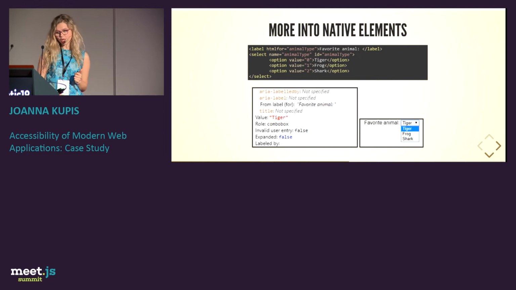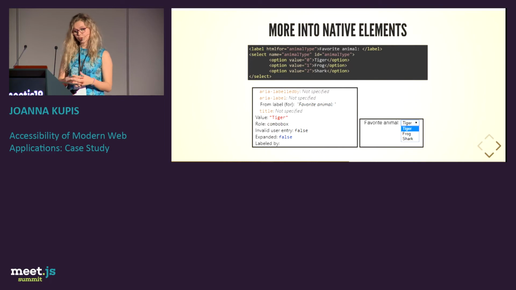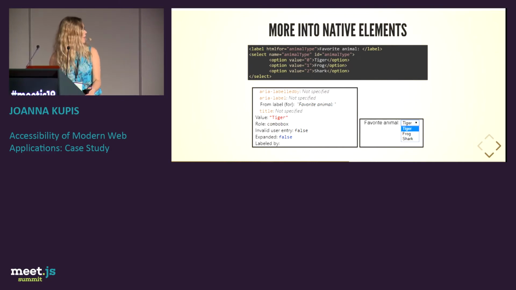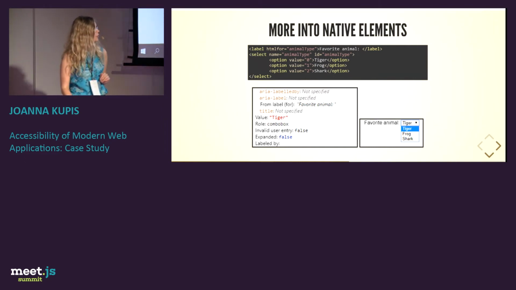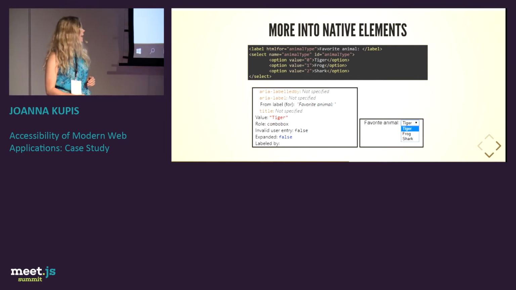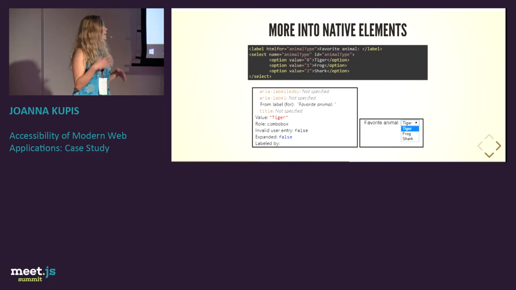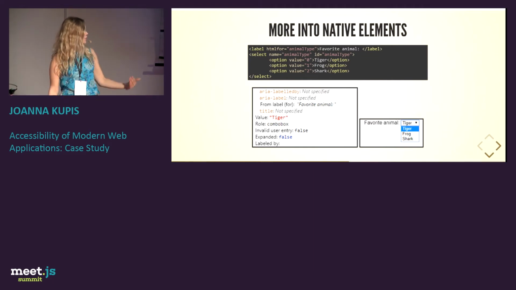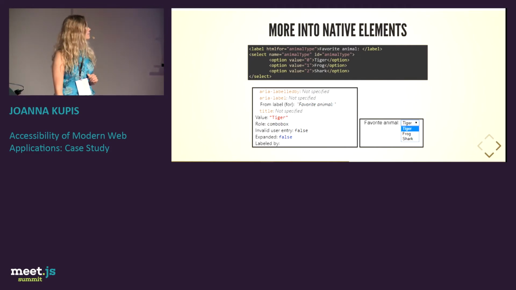Then there is a bit more on native elements. We have here a properly used select with options with all the data. As you can see, for a screen reader, the behavior is already out of the box. As I said, we have a label, so the screen reader will read it as favorite animal, and then it says that it's a combo box, that the value is tiger. We have the information if it's expanded or not, and it's just from using a native HTML element.